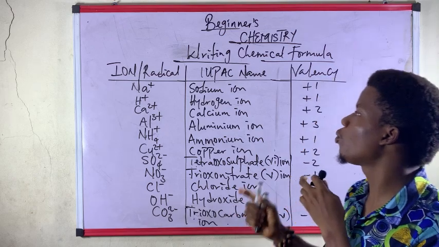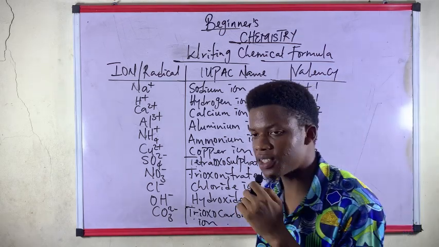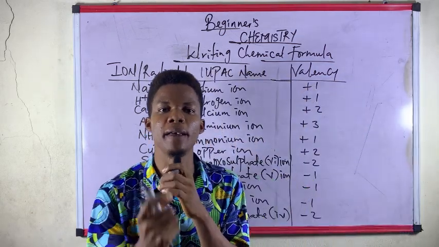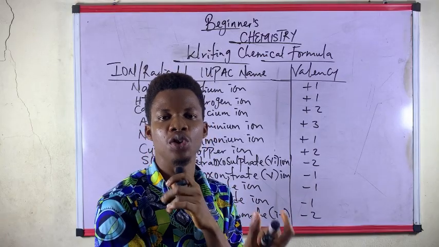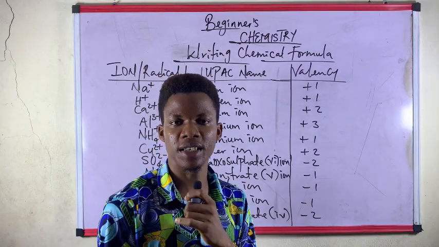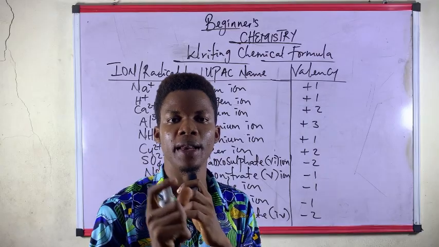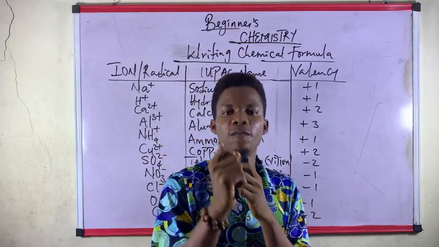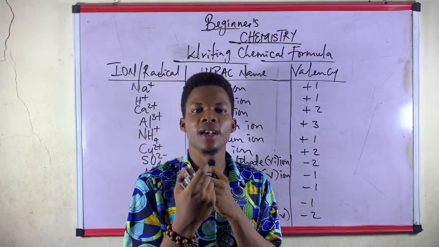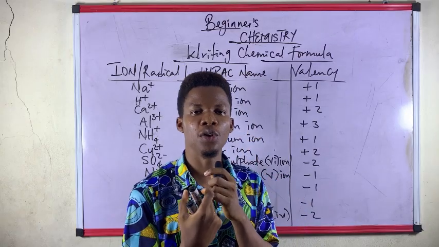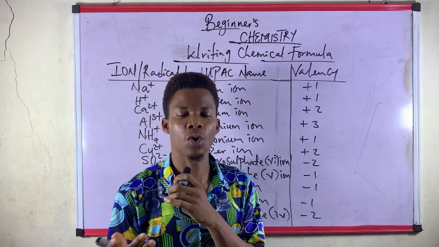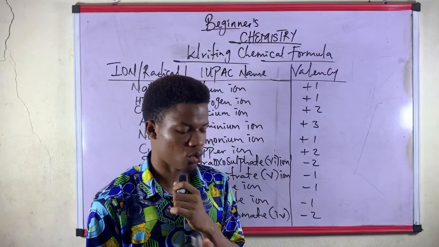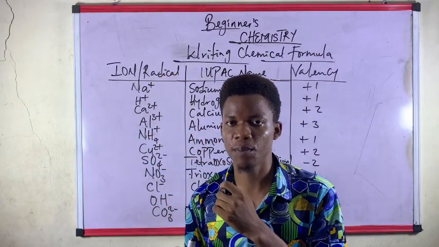Now what is valency? Valency basically is the combining power of an atom or an ion, or you can say radical. So that's valency, the combining power. Valency sometimes can also be used interchangeably to mean oxidation number or oxidation state. So I'll give you an example of what I mean.